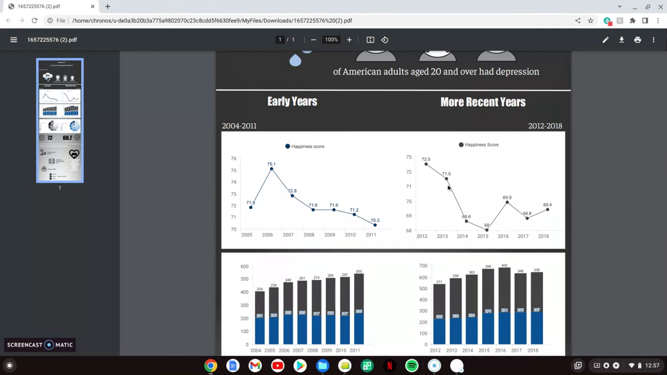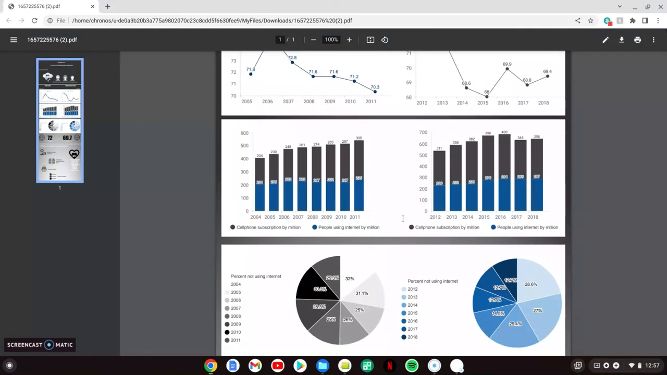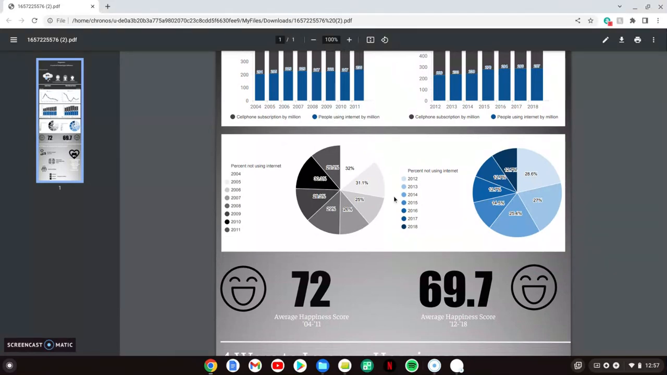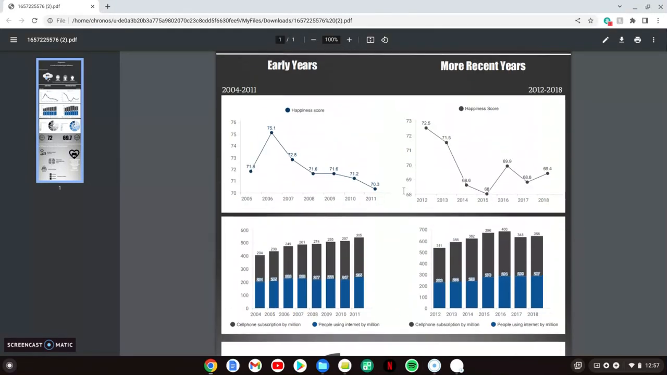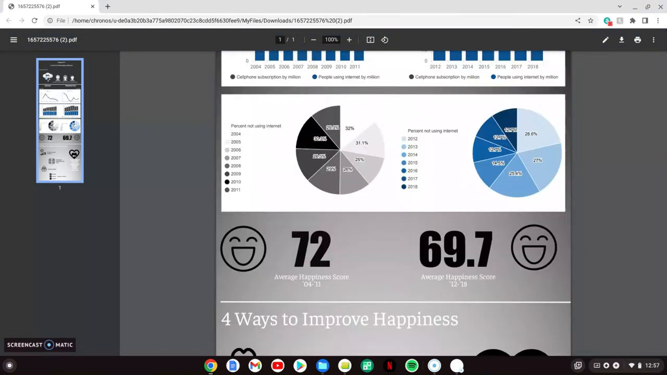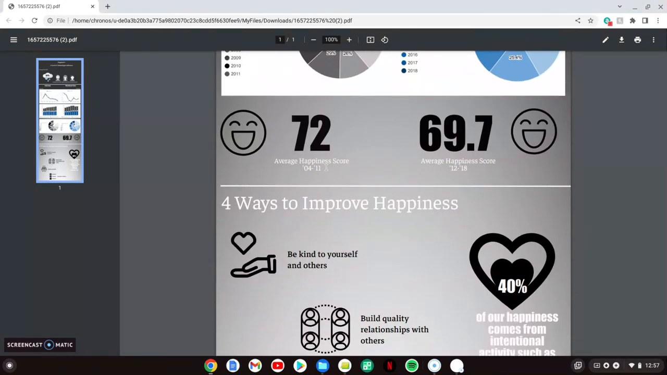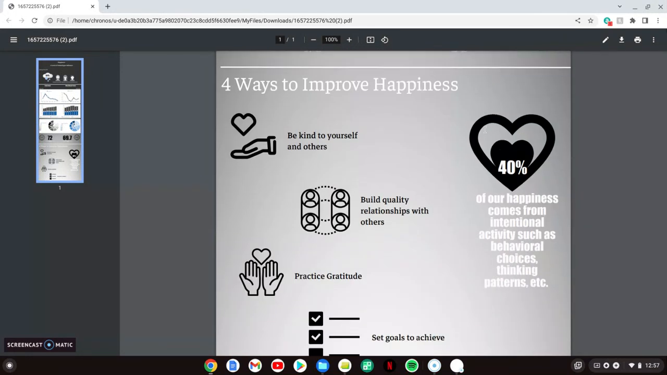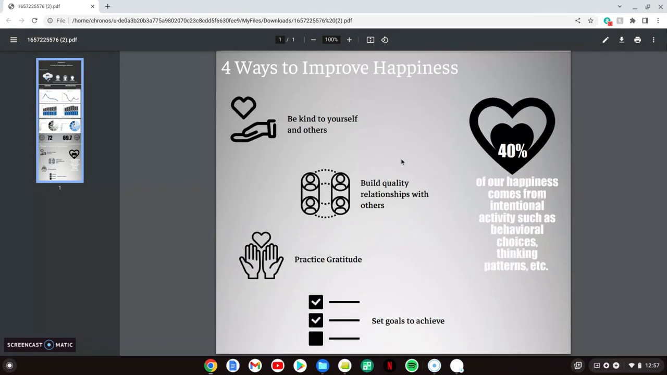So I put like graphs together because with proximity, you're putting similar pieces of information together. So I did the early years on this side, more recent years on the other, and I put the same type of graph side by side so you can see the contrast difference between each year. I felt that was really important, as well as, I put proximity down here as well with the happiness score, one versus the other, early years versus now. So I felt that was really important.